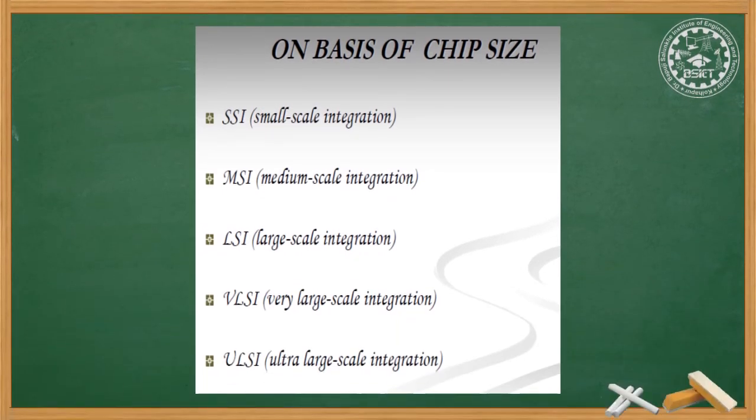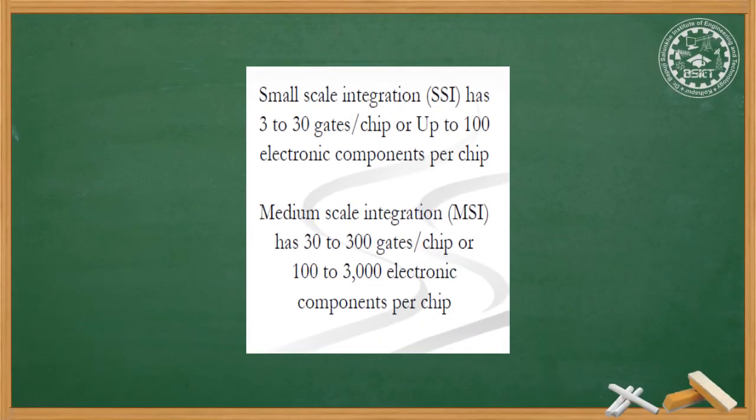Then the second classification is based on chip size. There are many types in it: SSI, MSI, LSI, VLSI and ULSI. SSI has 3 to 30 gates, these are logic gates per chip, or up to 100 electronic components per chip. So inside that IC, if the number of gates or electronic components is less than 100, then it is called small scale integration IC, SSI.